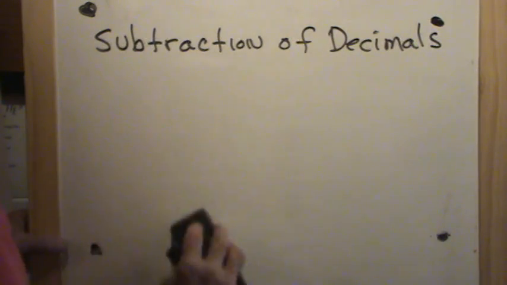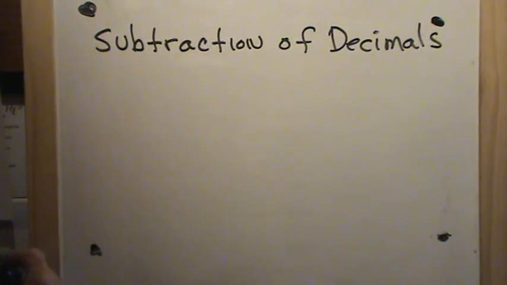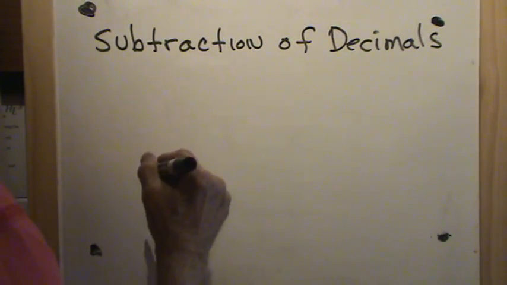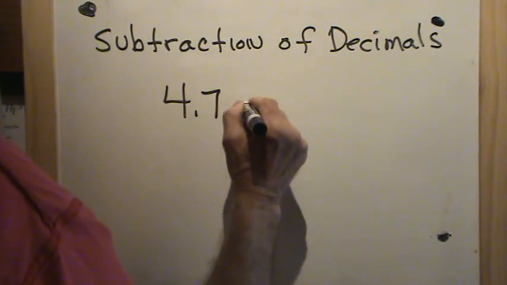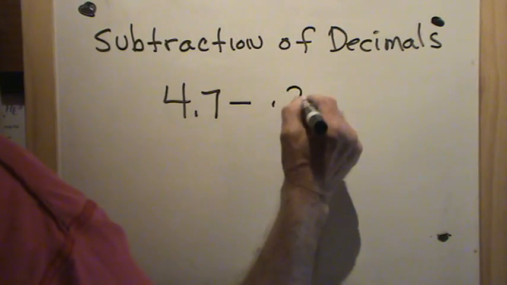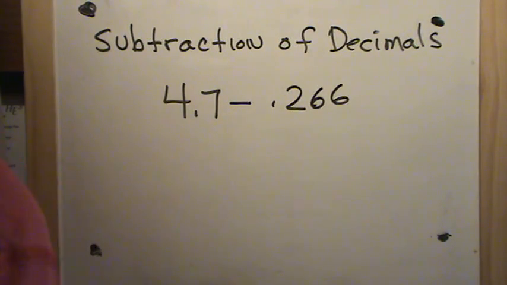Let's give you another problem here. 4 and 7/10 minus 266 thousandths. All right, put the video on pause and go ahead and work that problem and then turn the video back on again.